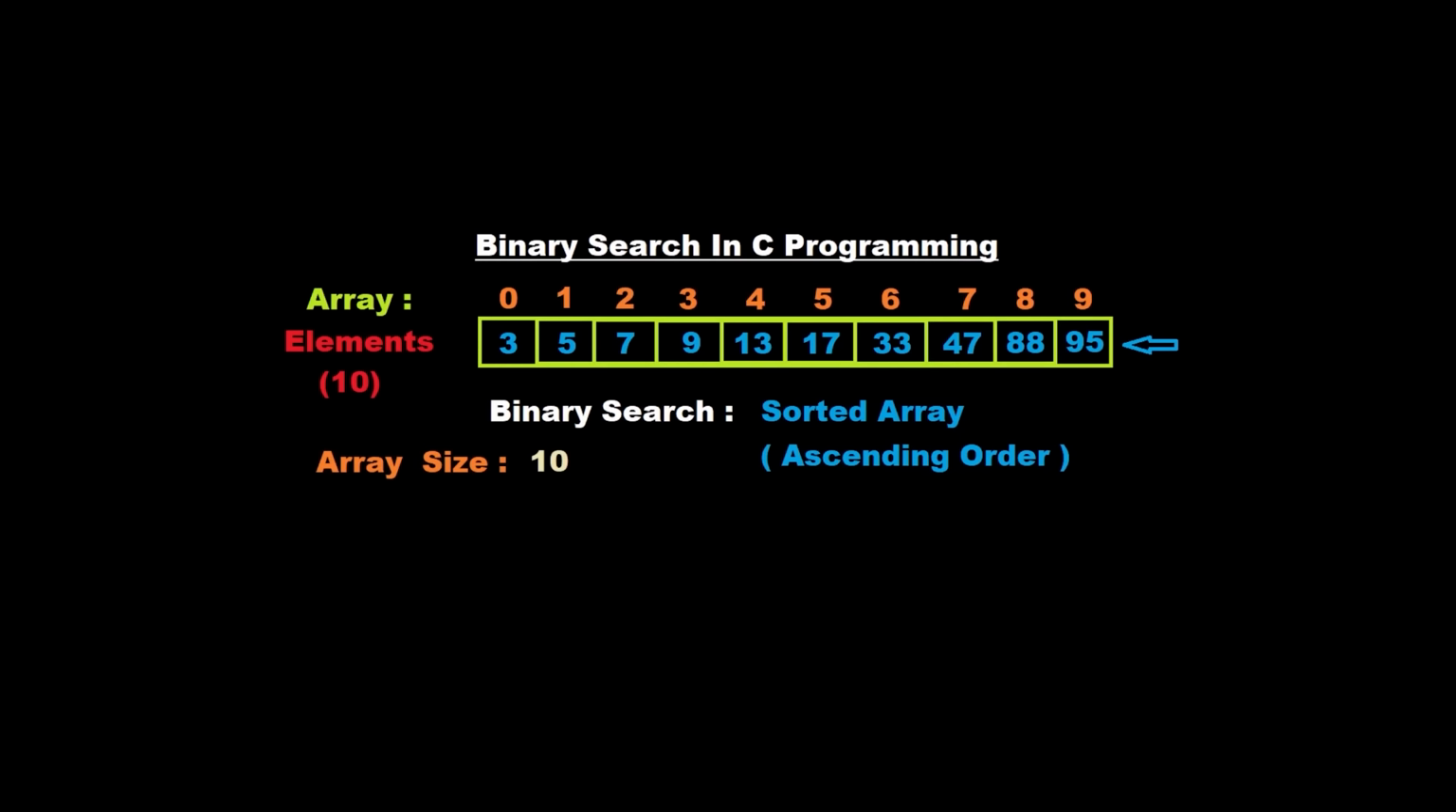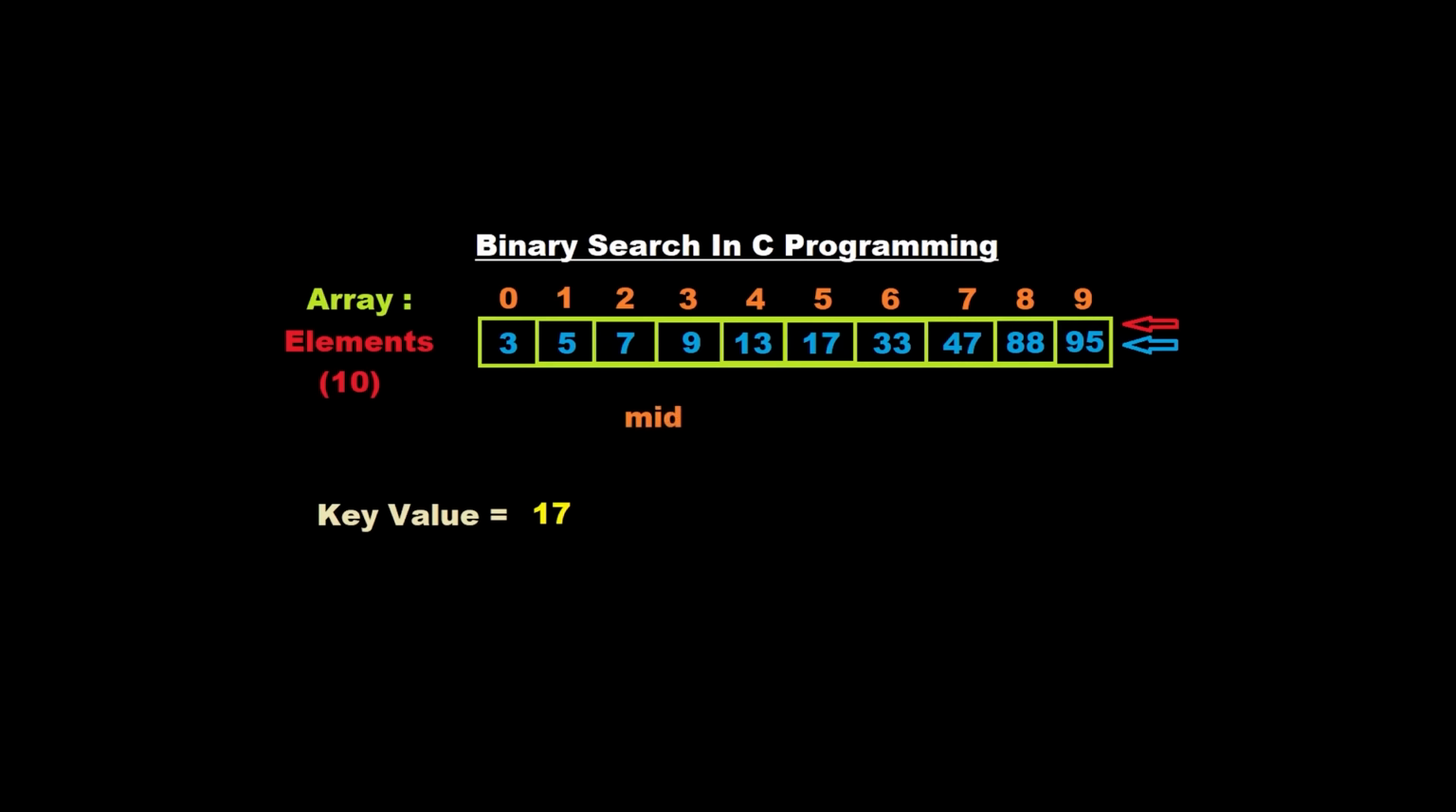And let us consider the key value to be 17, which will be the element that we will be searching by performing binary search. So we are supposed to find this key value 17 in this given array. Now the question arises, how will we perform this? So let me tell you the solution. We will first divide this array by finding the mid value or mid term. The formula to find the mid value is mid equal to start plus end divided by 2.